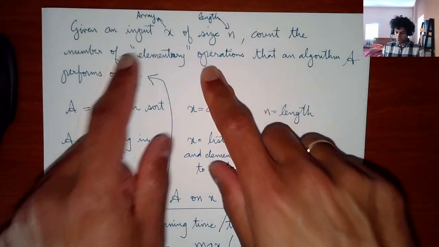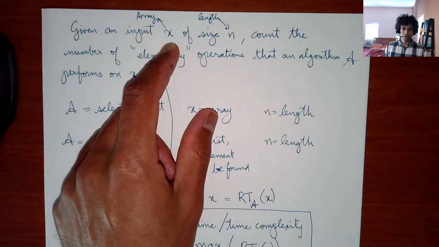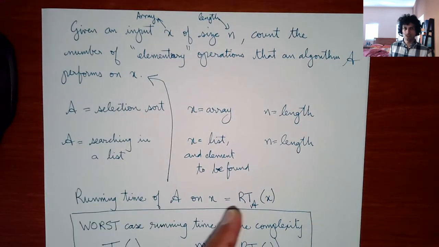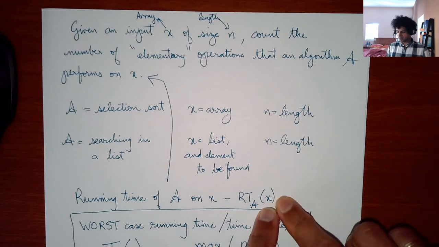So what you have is, okay, let's start from the basics, right? If you take any input, like an array, you can see how many operations the selection sort performs on the array. That's the running time on that input.